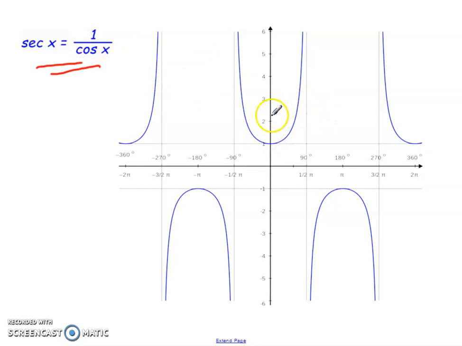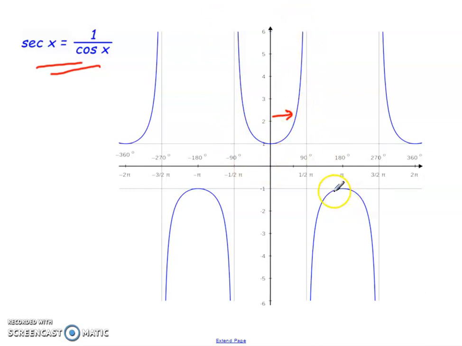As we move further in this direction, the value of cosine gets less, which means that we're doing 1 divided by a value smaller than previously, and if we divide by a smaller number, it actually makes the overall value bigger. So instead of coming down the way the cosine would, because cosine decreases, 1 divided by cosine increases. So it heads up that way. And that explains the general shape there.